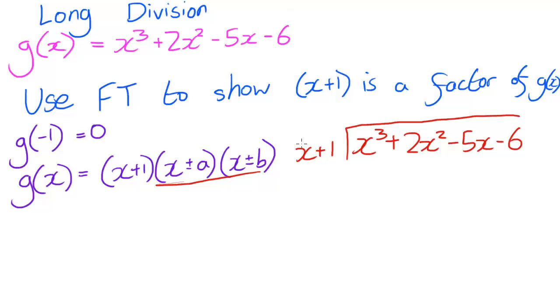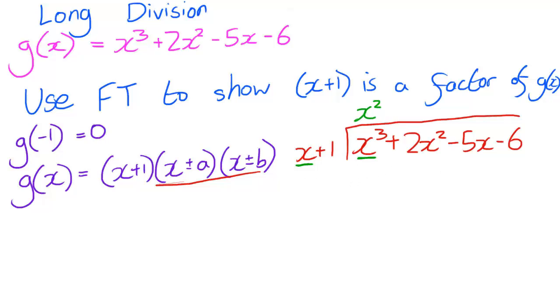Well, you may have seen this method used with regular numbers in lower years. But what we're going to do is say, right, let's look at the x on the left, and let's look at the leftmost term here. What do we need to times x by to get to x cubed? We have to times it by x squared. So x squared times x is going to be x cubed. So I'm going to times x squared by everything over here, and I'm going to write it in the bottom here.